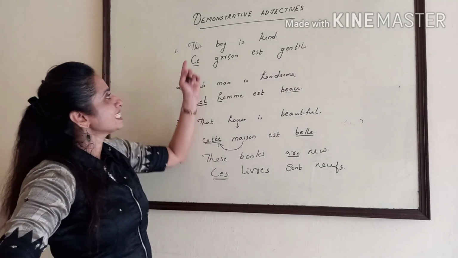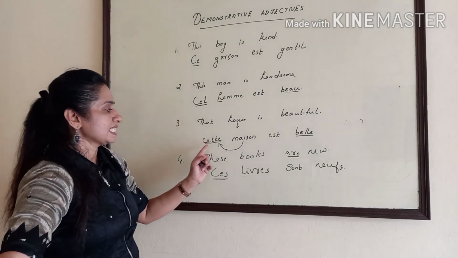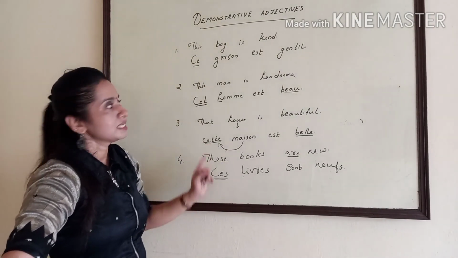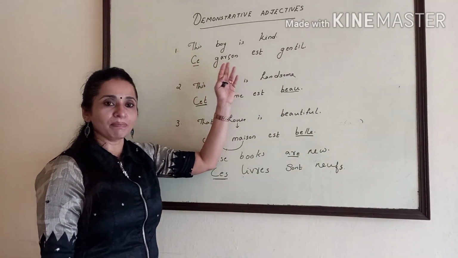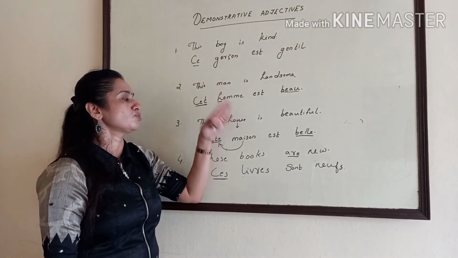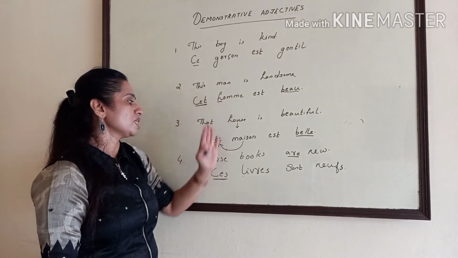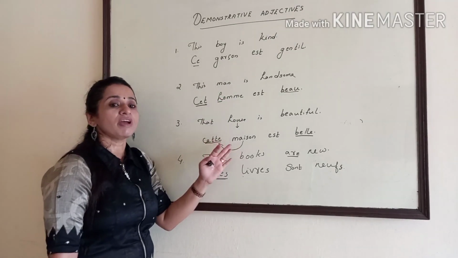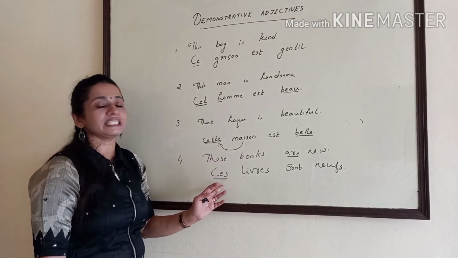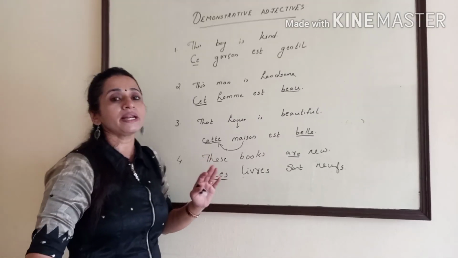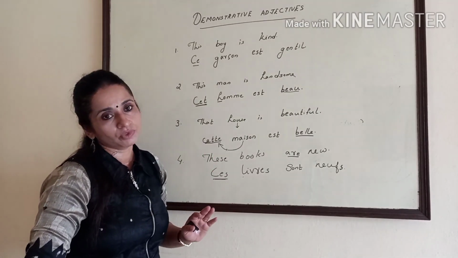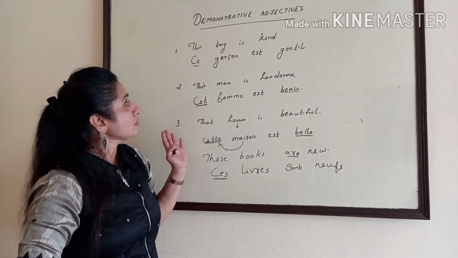How will you pronounce? Ce, cet, cette, ces. Ce is used in front of a masculine singular noun. Cet is used in front of a masculine singular noun beginning with a vowel or silent H, and cette is used in front of a feminine singular noun, and ces is used in front of plural nouns irrespective of the gender. Hope you understood? Clear?